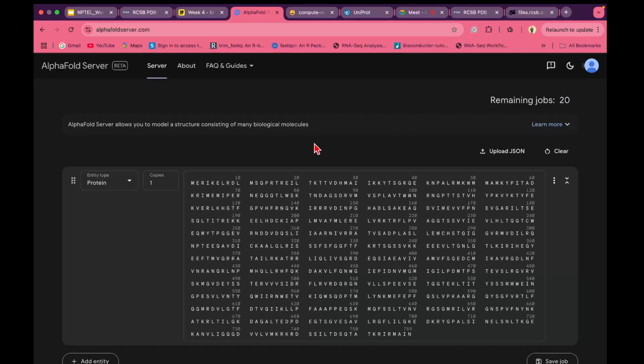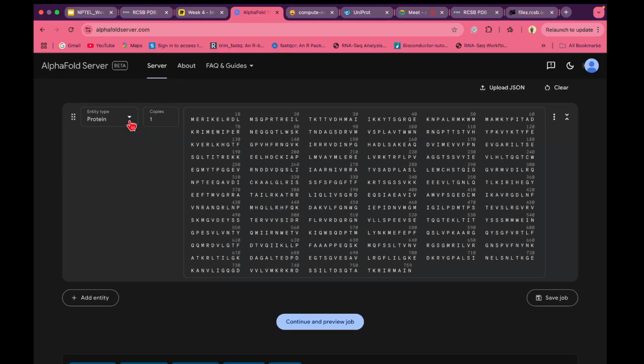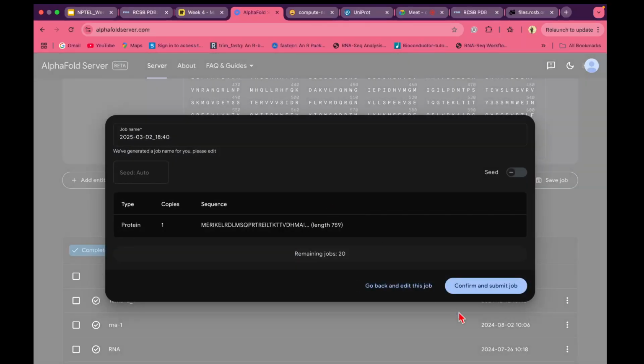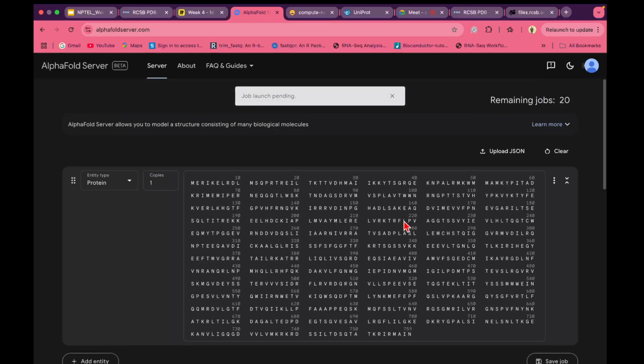So this is how the server interface looks. In a day we have a limit of 20 free jobs, and here one can predict the structure of protein, DNA, RNA, ligand and ion, and number of copies. Copies comes into play in the situation of homomers, that is homodimer, homotrimer and others. So consider this given sequence. I'll continue and preview the job. It will take some time to predict.